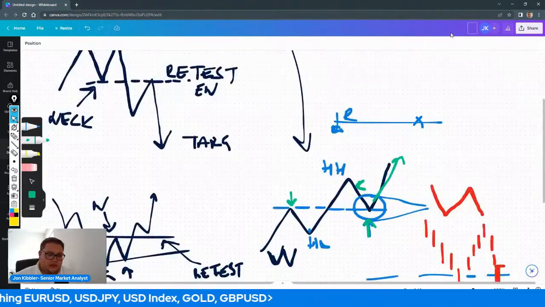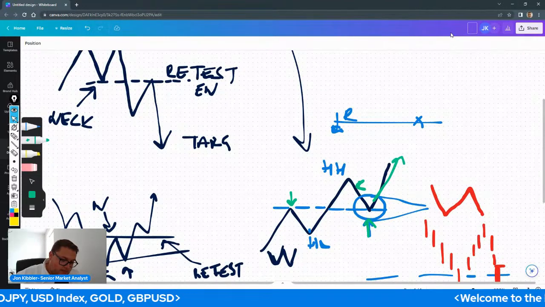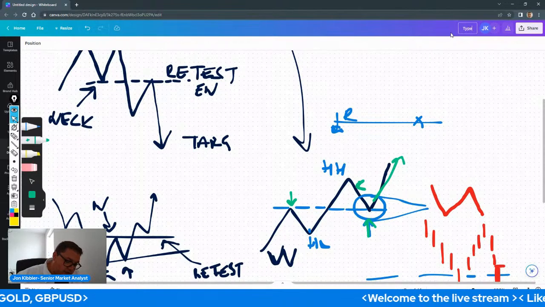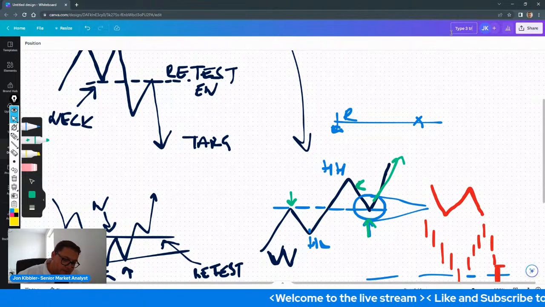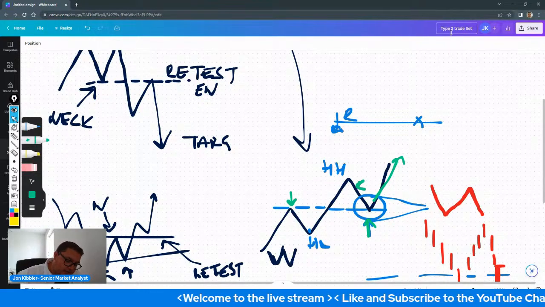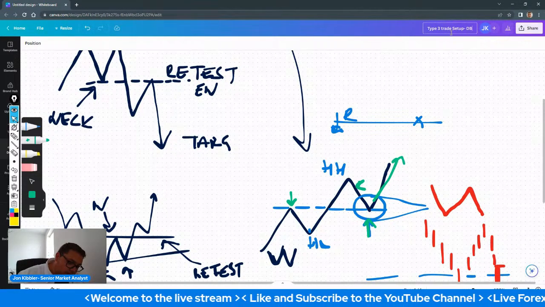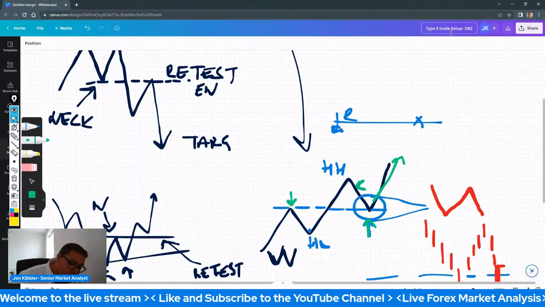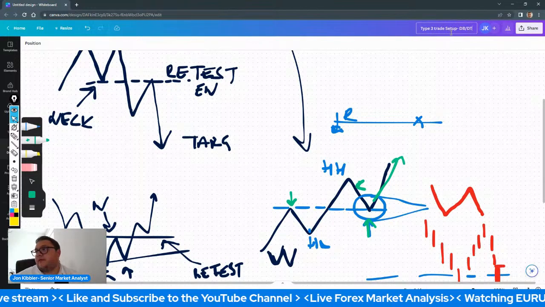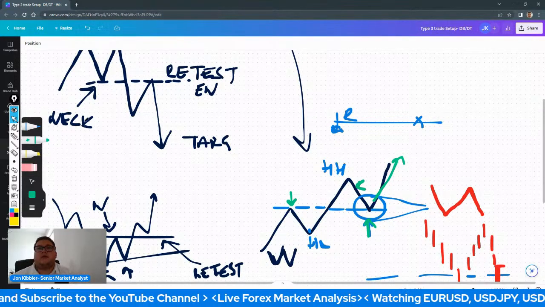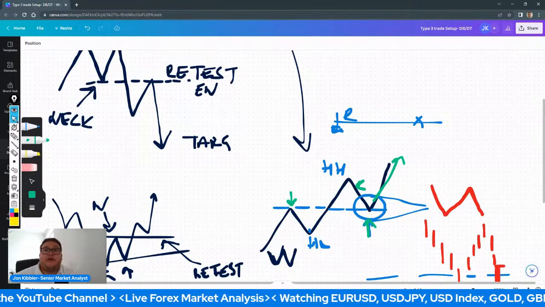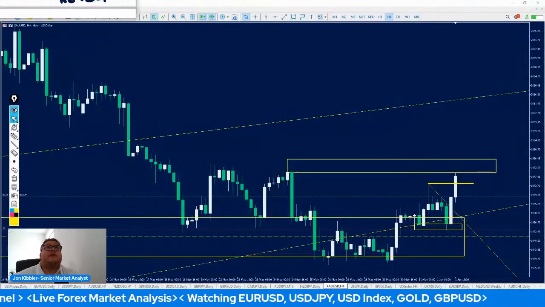We can call this a type 3 trade setup, double bottom, double top. Get that saved so we can always refer back to it.